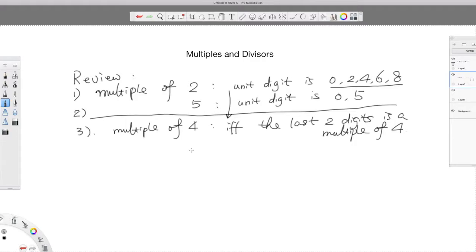Okay, for example, 124. Is this a multiple of 4? The last 2 digits are 24. And you know 24 is a multiple of 4, so this number is a multiple of 4.